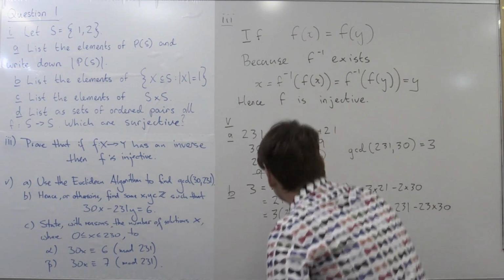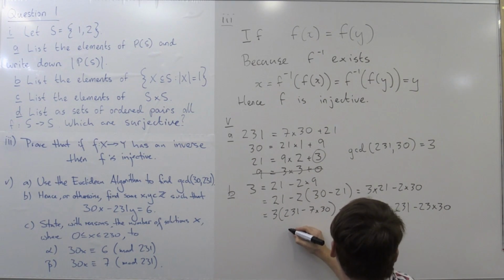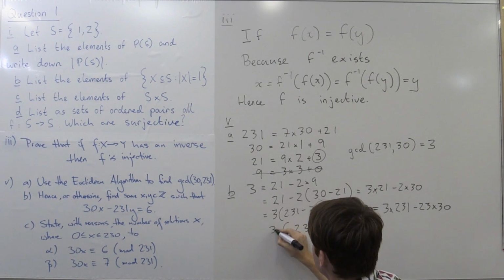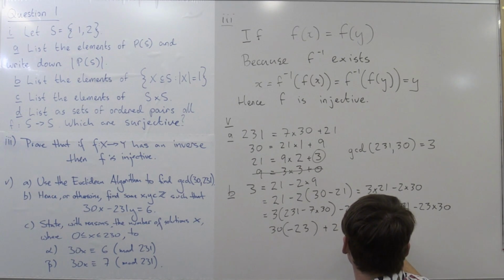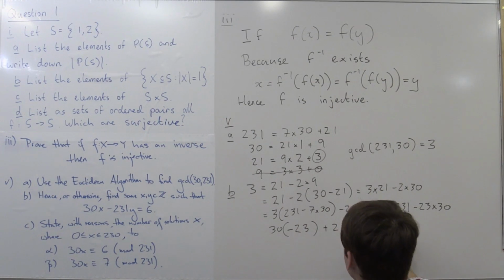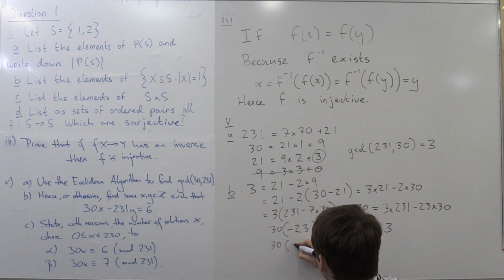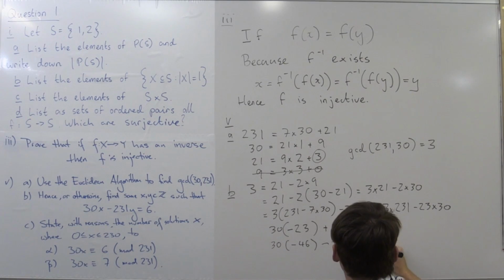Right, so I'll write this out one more time, kind of in this form, where I've got 30 times negative 23 plus 231 times 3 is equal to 3, which is almost what we were asked to get over here, except I had a 6 over here, so I'll just multiply everything by 2. And I'll get 30 times negative 46. I'll make that into a minus, because that's what they like. 231 times negative 6 is equal to 6.